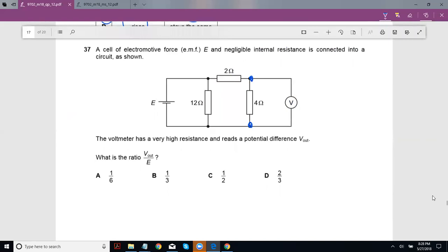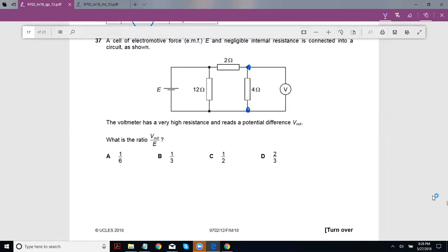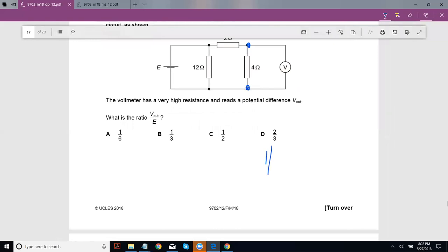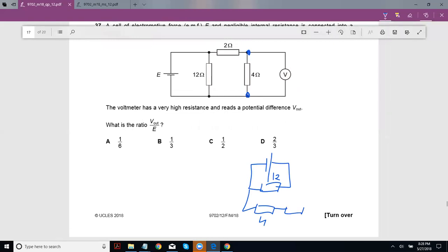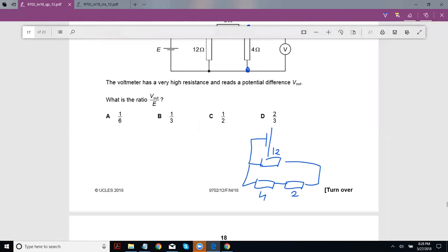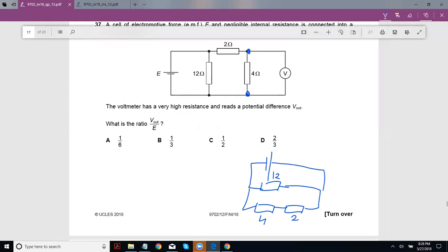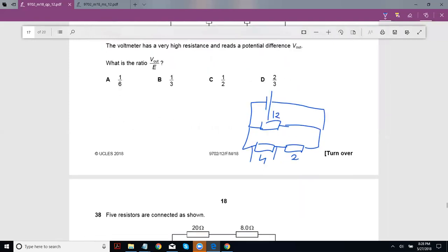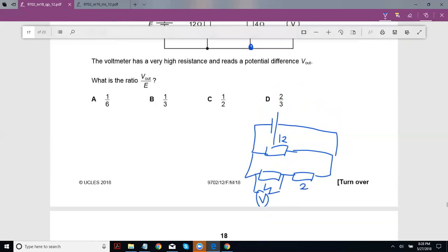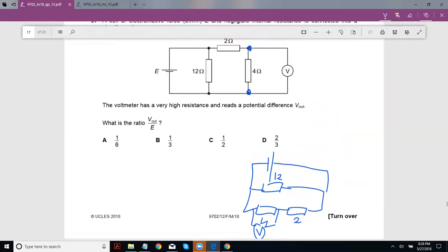The 12 ohm resistor doesn't matter. In fact, if I could just draw this out, maybe this would be easier to visualize. This is the 12 ohm, and then you have your 4 ohm one and your 2 ohm one. So we just want the ratio of voltage between the 4 ohm one and the EMF. Whatever the voltage on the 4 ohm one will be the reading on the voltmeter.